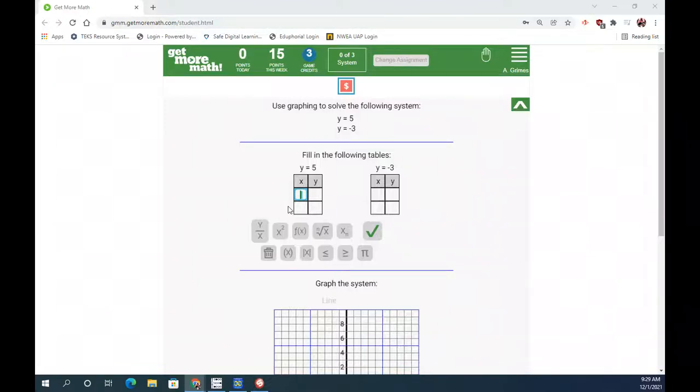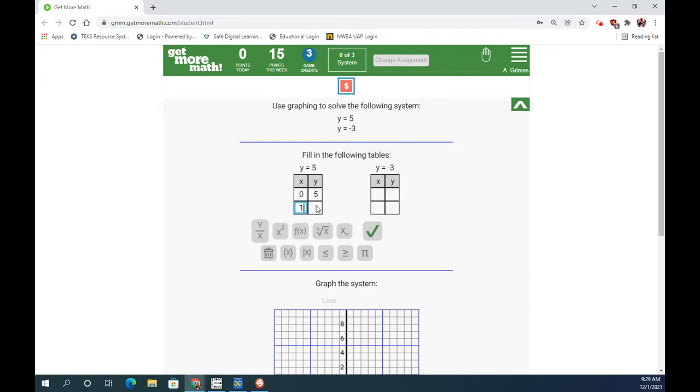Okay, still graphing systems. Now here's the deal. It has y equals 5. In all of these in the table, you always start with the y-intercept. Like this one would be 0, hit right arrow, 0, right arrow, 5. Now, here's the deal.